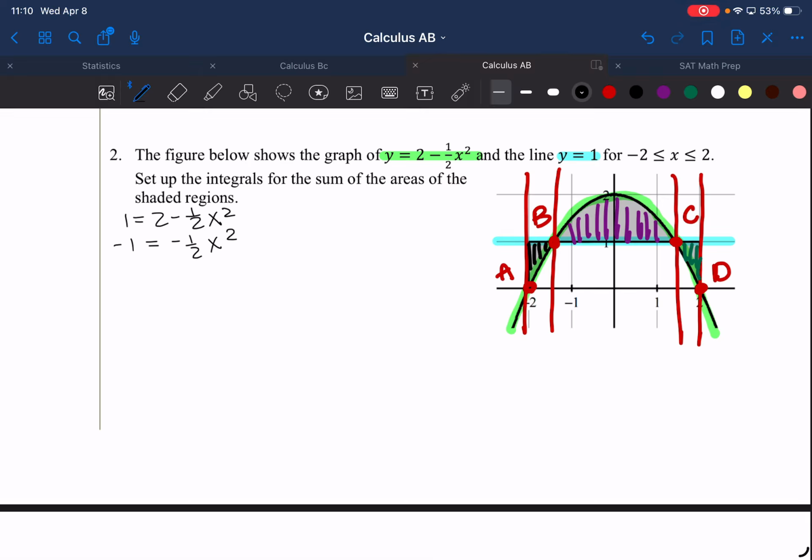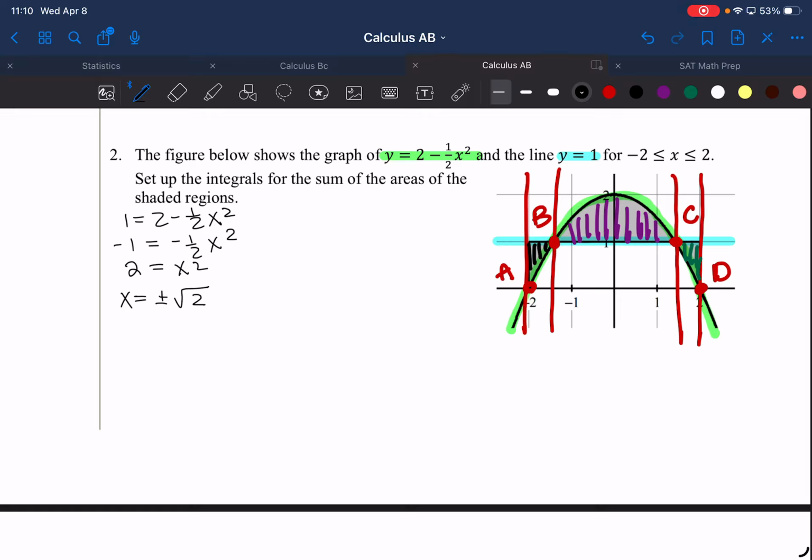I'm then going to multiply both sides by a negative 2, so that's going to get rid of the negative and cancel out the 1/2. So I get 2 is equal to x squared. And then I'm going to square root both sides. And when I do that, remember I have 2 intersections where it crosses the x-axis. So when I square root a square, I get plus or minus the answer. So I'm going to have x is equal to plus or minus the square root of 2.